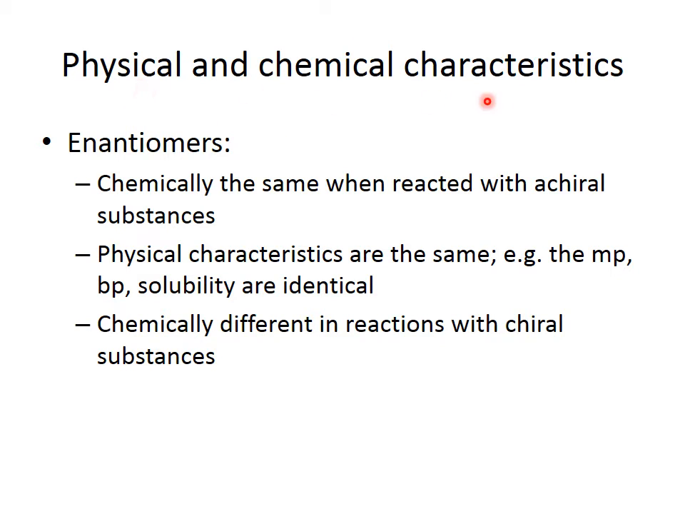The physical and chemical characteristics of enantiomers, whether there's 2 or 3 or 4 carbons, regardless, they're going to be chemically the same when reacted with chemical substances, but chemically different when you react with chiral substances. The physical characteristics are going to be exactly the same otherwise, except for the rotation of light. That's always, of course, exactly the same magnitude but opposite direction.